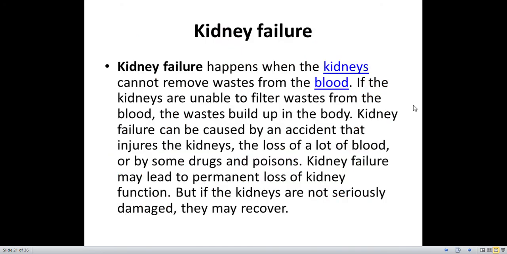What is kidney failure or renal failure? Kidney failure happens when the kidneys cannot remove waste from the blood. If the kidneys are unable to filter wastes from the blood, the wastes build up in the body. Kidney failure can be caused by an accident that injures the kidneys, the loss of a lot of blood, or by some drugs and poisons. Kidney failure may lead to permanent loss of kidney function, but if the kidneys are not seriously damaged, they may recover.